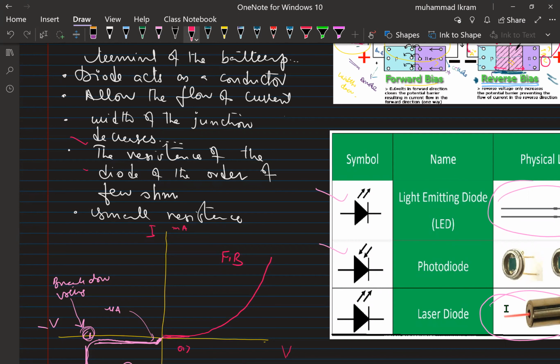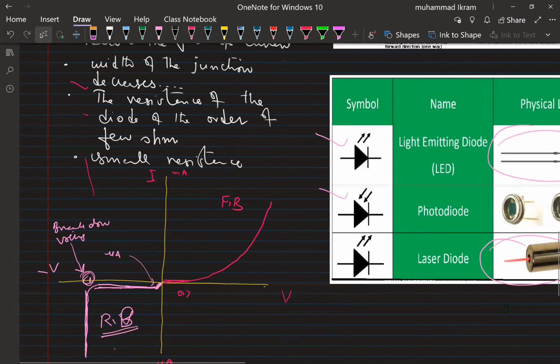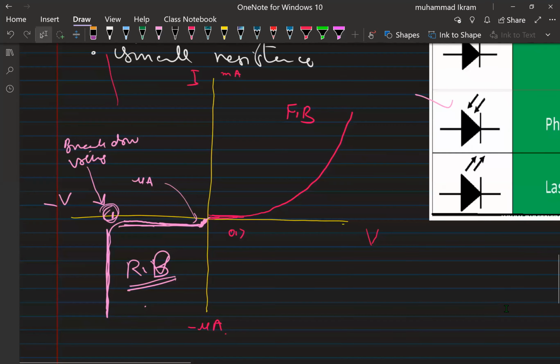Look at the forward bias condition. In the forward bias condition, what happens? If you just see, this is the negative terminal of the battery, and the positive terminal of the battery, as you see.